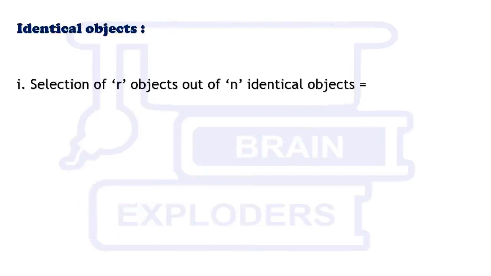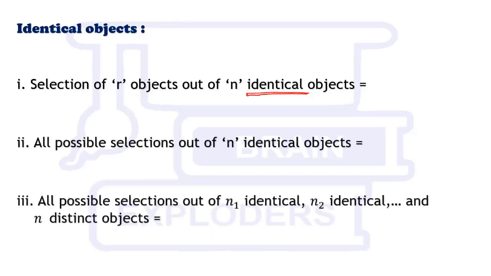Selection of R objects out of n identical objects. Here the word identical is given. Sometimes we get confused in different questions about what the meaning of identical is, and sometimes we can't distinguish how to approach the question, since we get confused between identical and distinct objects. So these concepts should be clear.